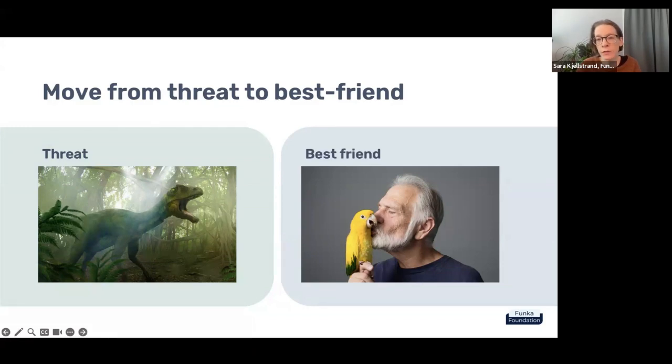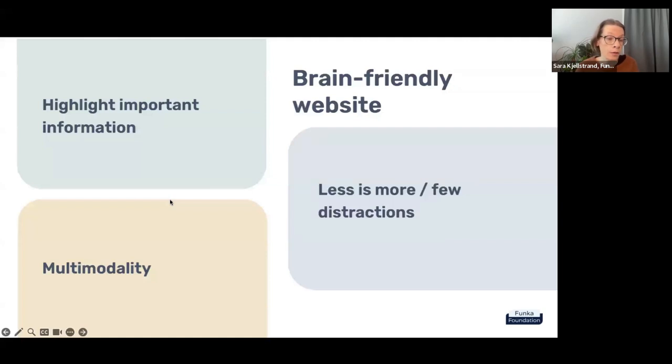And none of that is really good if you're a website designer or an owner of a website that wants to sell things to the public, or a public organization that wants to be of service to everyone in your community. You really don't want to be seen as a threat. You want to be seen as the best friend, where people will go back to your website again and again and feel welcome. So now we're going to show you a few tips on what you can do to get a more brain-friendly website and really become less of a threat and more of the best friend.